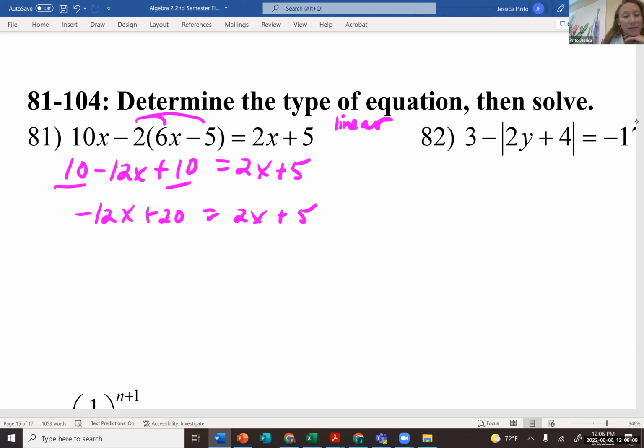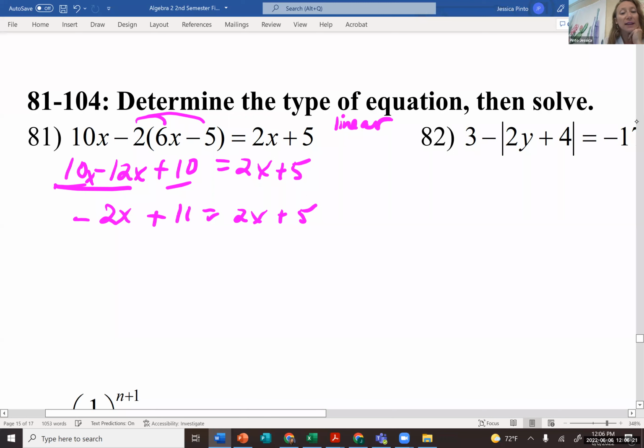Oh, I had an x. Thank you. I didn't even see that. That's going to change my answer. I'm going to combine these two to get -2x plus 10.